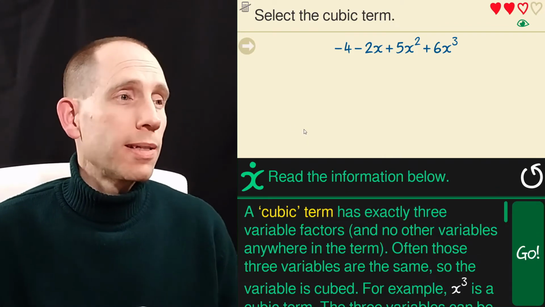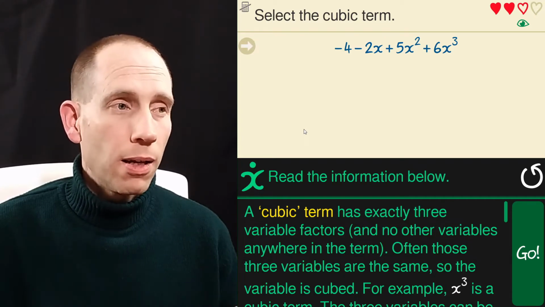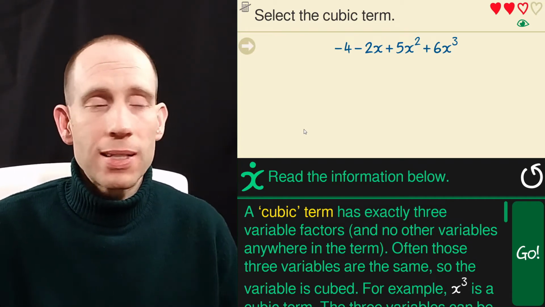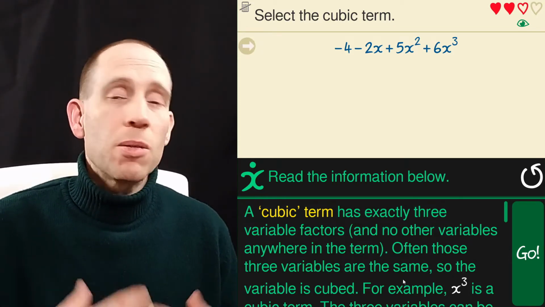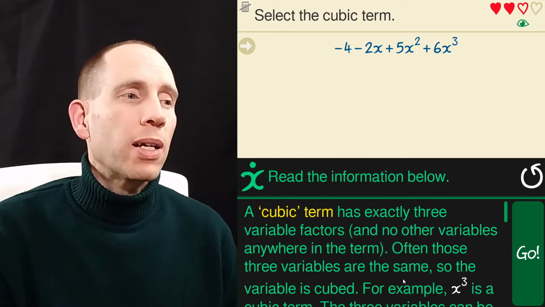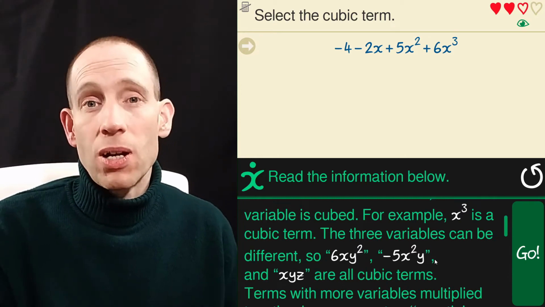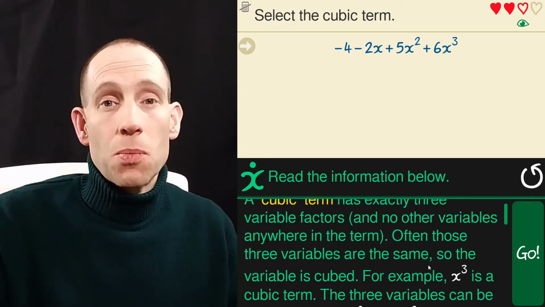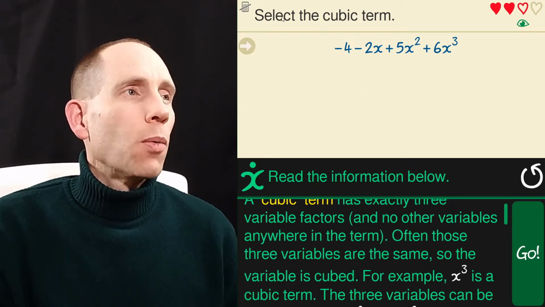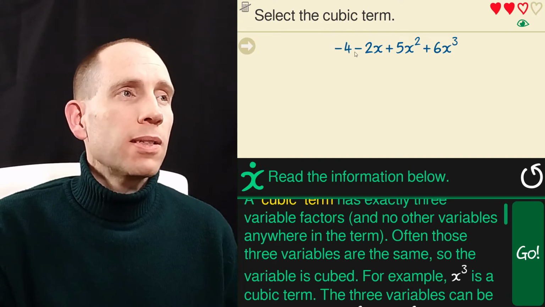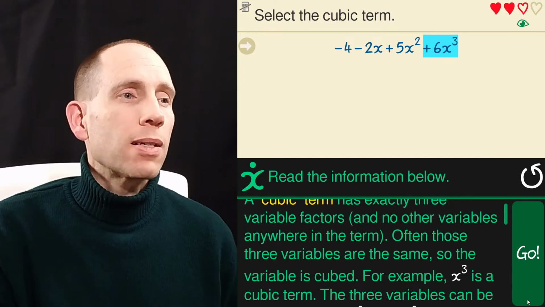So a cubic term is one that has exactly 3 unknowns or 3 letter factors in the product in the term. So usually if you've just got one unknown that you're working with, like an x, then that's going to be an x cubed term. But again, it could be an x squared y term or an xy squared term or even an xyz term. But usually it's going to be something cubed, like a y cubed or an a cubed or a b cubed. So we want to select the cubic term. This one is a constant, this one's linear, this one is quadratic, this one is cubic. So that's our cubic term.